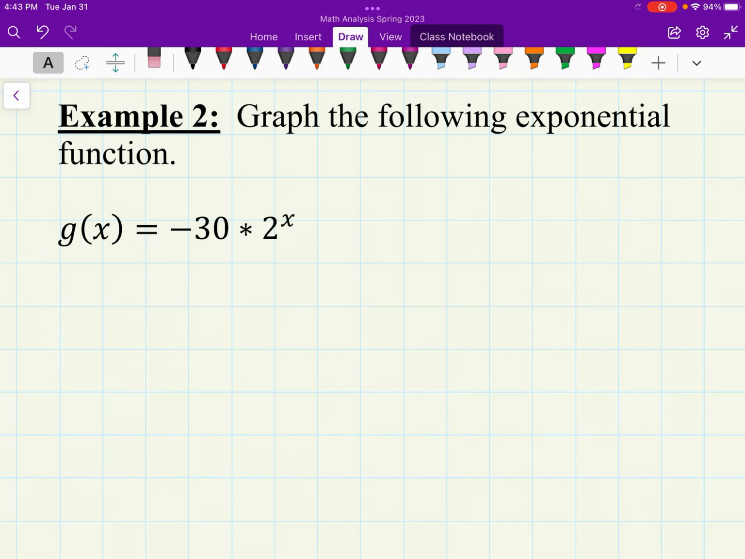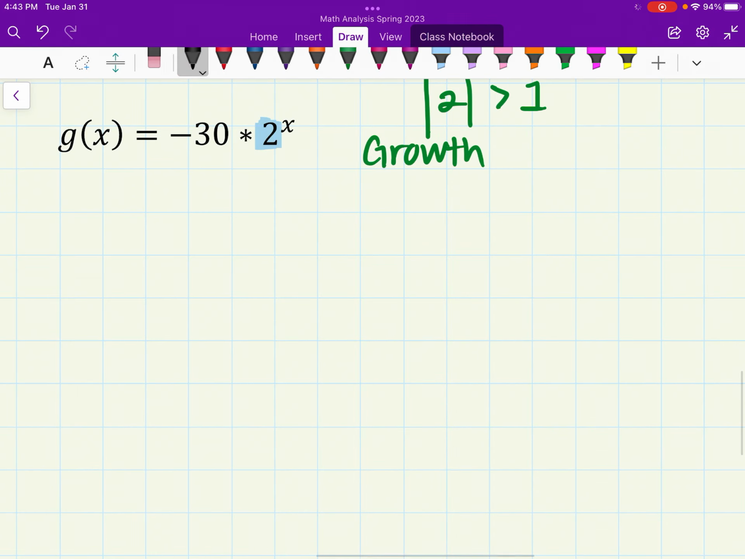All right, so let's go ahead and take a look at this next one, guys. We want to go ahead and graph this exponential equation. And we do have in this case g of x equals negative 30 times 2 to the x. Now, in this case, guys, if we take a look at our common ratio, the absolute value of that common ratio is greater than 1, which means we should have a growth here.